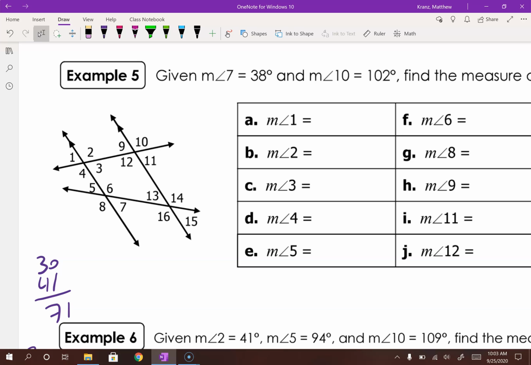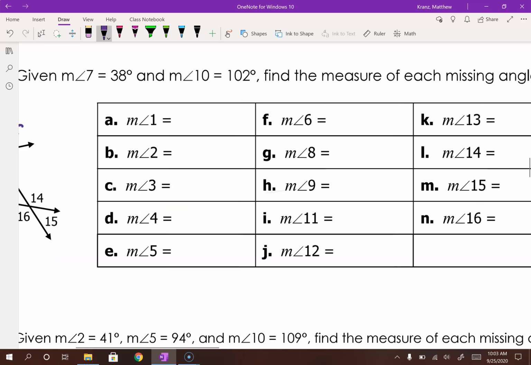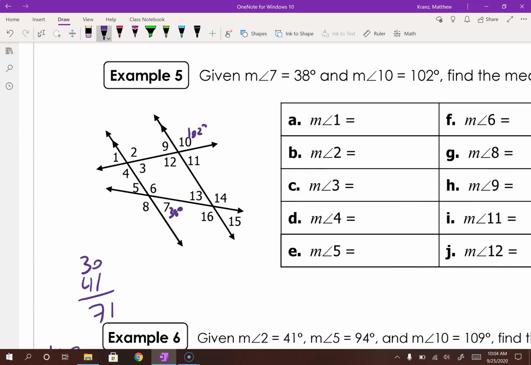This is what we're doing in class. This one is 38 degrees. Angle 10 is 102. We need to find the measures of all the other ones. Well, we can see that this one's going to be 102 because it's vertical to number 10. Number 9 and 12 are a linear pair, so they have to equal 180. So that's what gets me those.